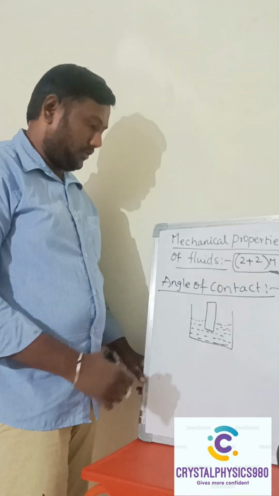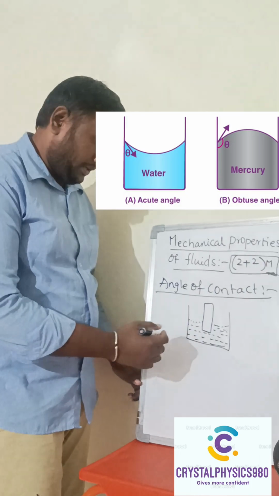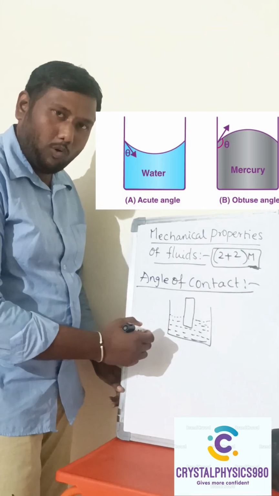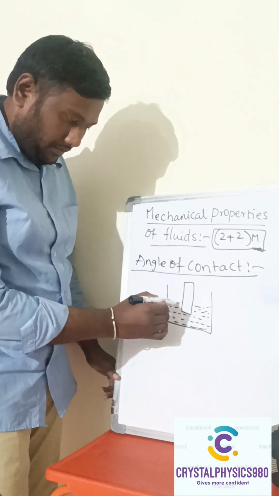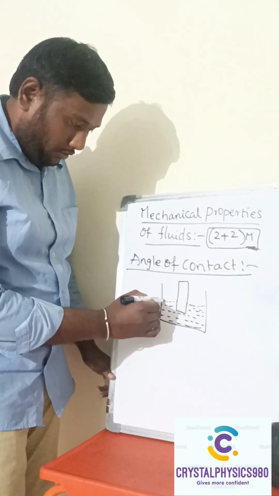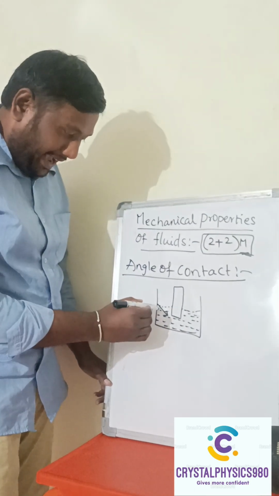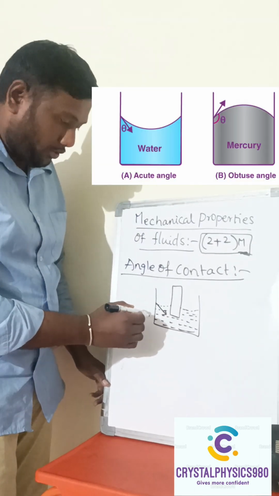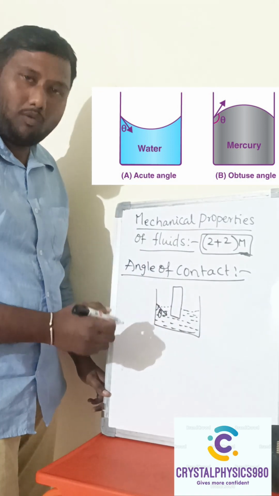Next we see the angle of contact. Another important question. Whenever we take water, we draw a line tangentially to the water surface. The water surface and the solid surface make some angle theta. It is known as the angle of contact.